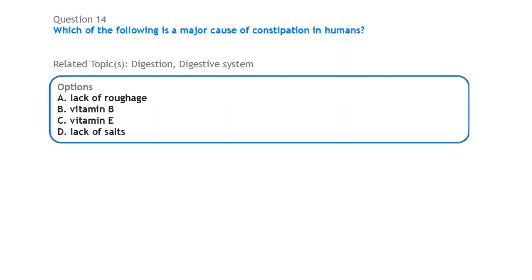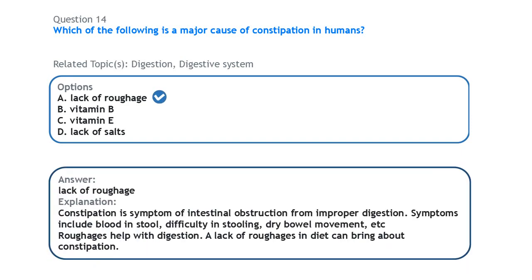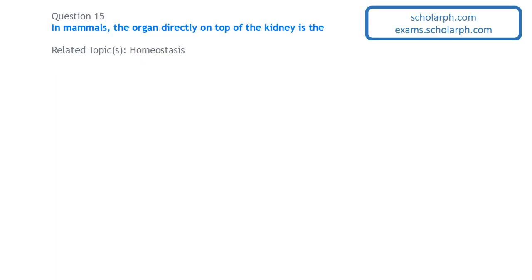Question 14. Which of the following is a major cause of constipation in humans? The lack of roughage in a diet can contribute to constipation. Constipation is a symptom of intestinal obstruction, and one of the characteristics of it is that a person who suffers from constipation is going to have serious issues with stooling. They're going to have difficulty in stooling. So adding roughages to food, to diet, helps with it.